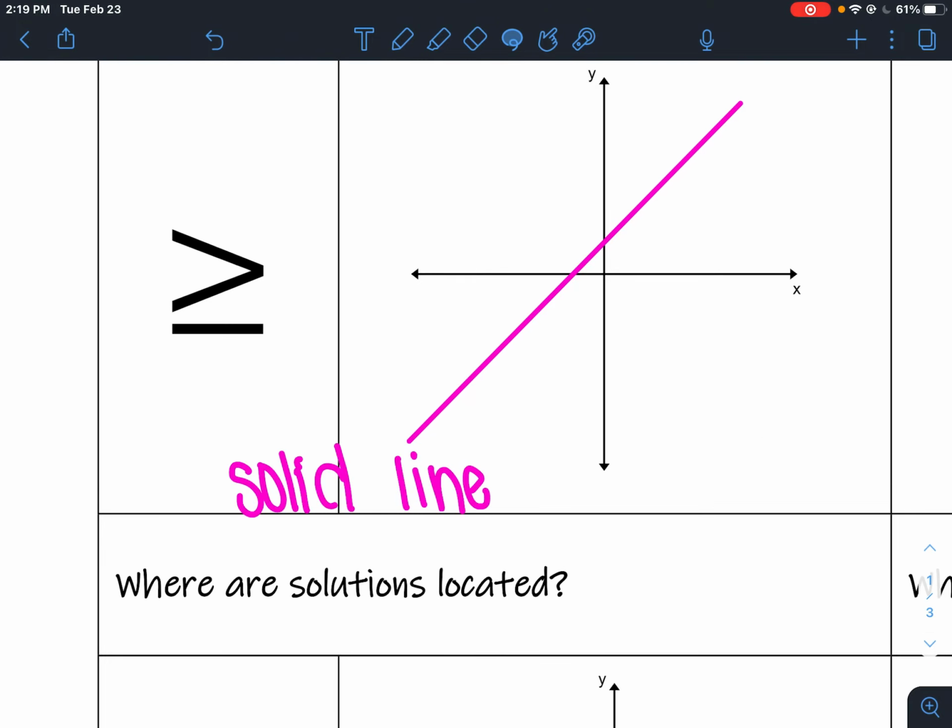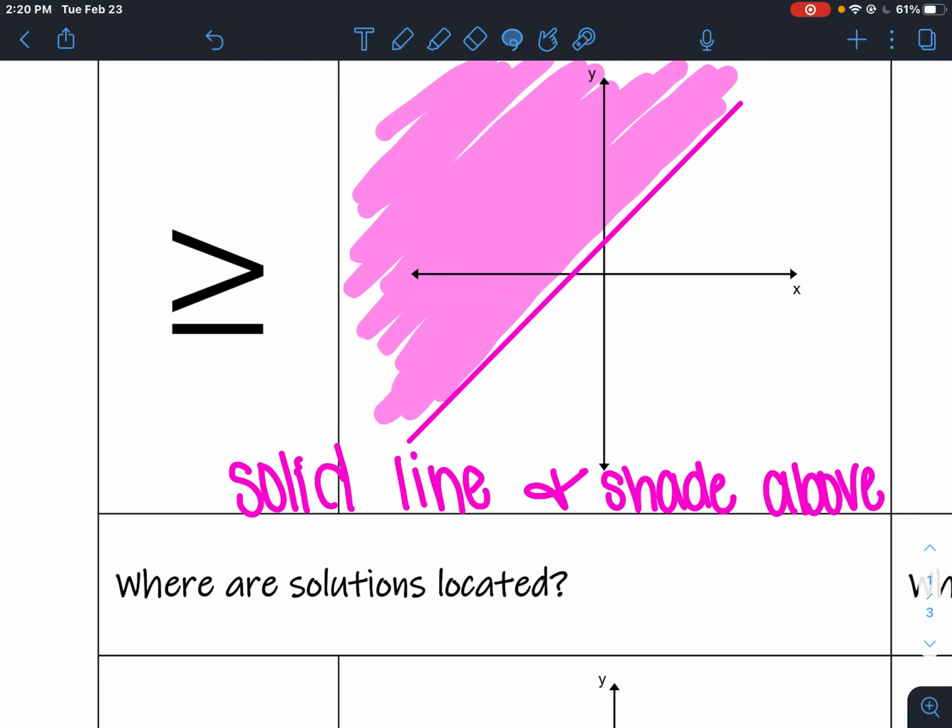a solid line. Okay, so I just drew any line through the graph, just a nice straight line. It doesn't matter where it is because I'm not given any equations or anything. So just draw a nice solid line through your graph. With inequalities, we also need to shade. This inequality is greater than, so we are going to shade above the line. Okay, like this. Everything that is above the line.